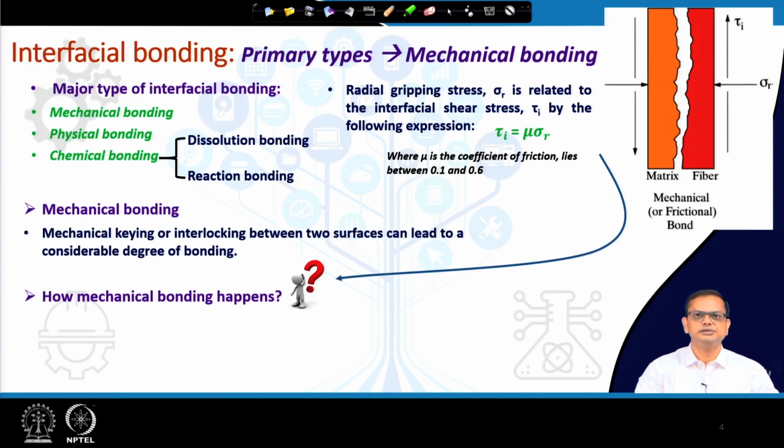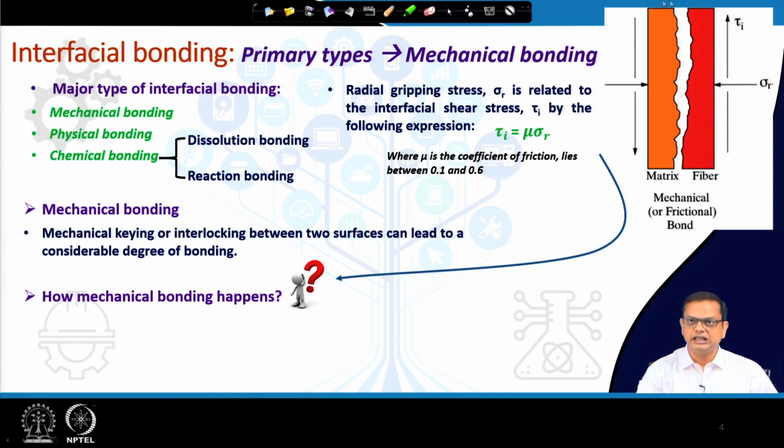So, yes, we discussed that the major types of interfacial bonding are mechanical bonding, physical bonding and chemical bonding. Let us talk about mechanical bonding initially. Now, what is mechanical bonding? Mechanical bonding is basically mechanical keying or interlocking between two surfaces, which can lead to a considerable degree of bonding.